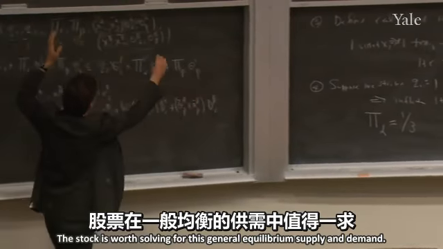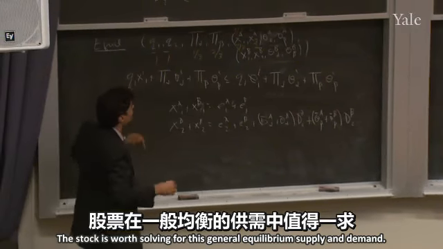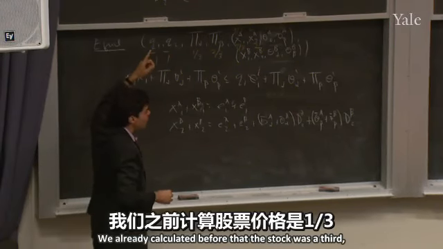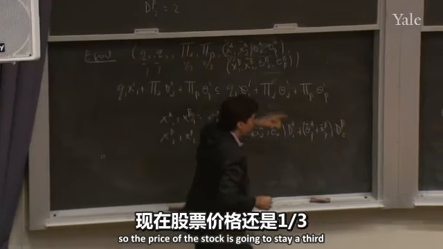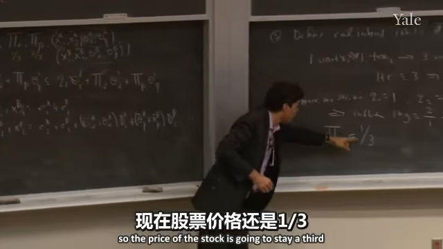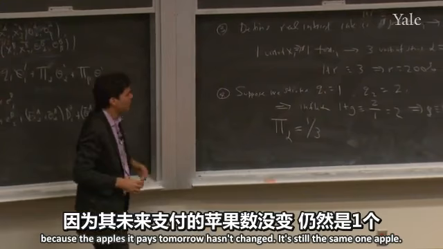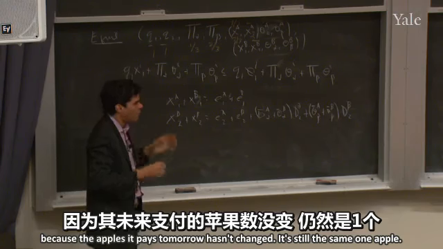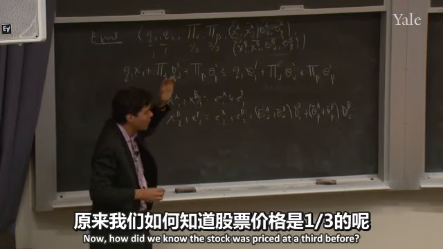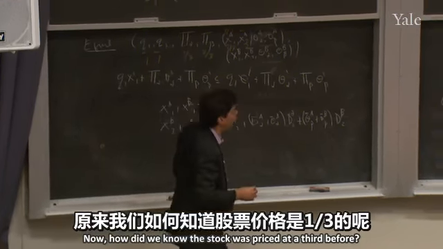The stock is worth, solving for this general equilibrium, supply and demand. We already calculated before that the stock was 1/3. So the price of the stock is going to stay 1/3 because the apples it pays tomorrow hasn't changed. Still the same 1 apple. Now, how did we know the stock was priced at 1/3 before?